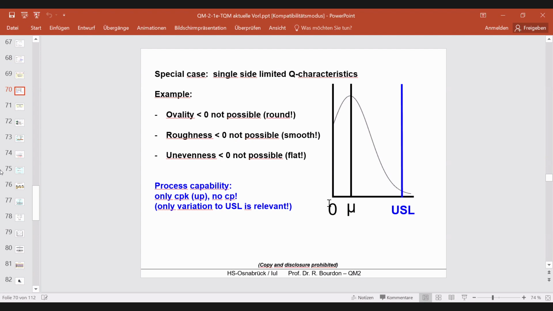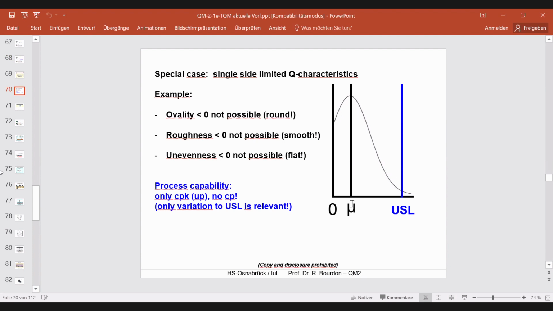They cannot be lower than 0. And then you don't have a normal distribution, as we saw before in QM1. You have a kind of normal distribution, but it is limited by this value, in this case here by the 0. And then in practice, it is only a part of the bell curve here.